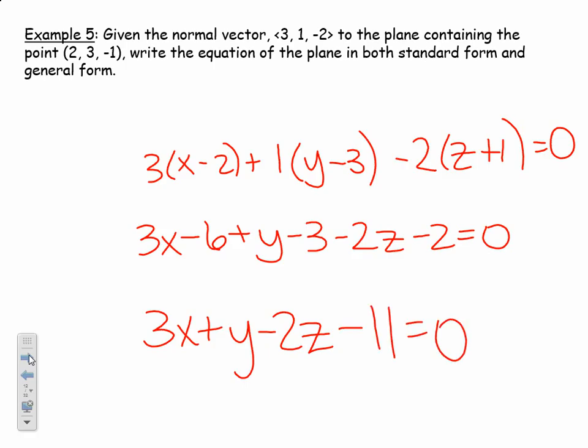Okay, so this is standard form, general form. But what if we're given 2 vectors? Or I mean 2 points. We wouldn't need 3 points? If you get 3 points, you just do a cross product. 2 points create a line. 2 points define a line. 3 points define a plane. You can find 2 vectors from the 3 points.